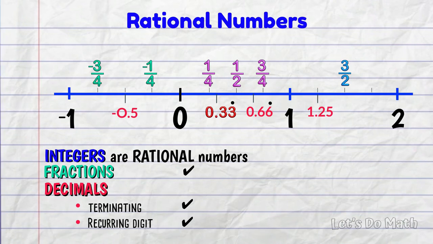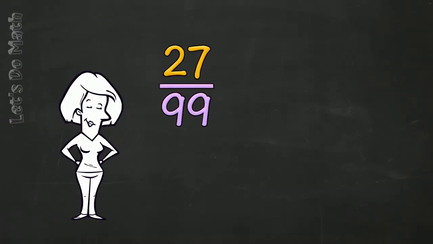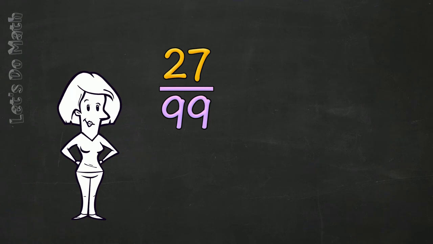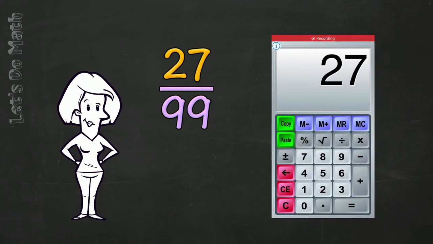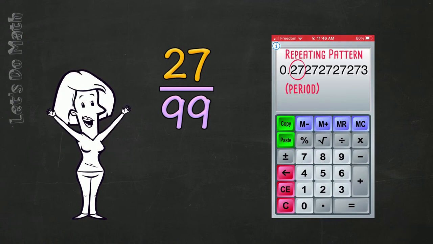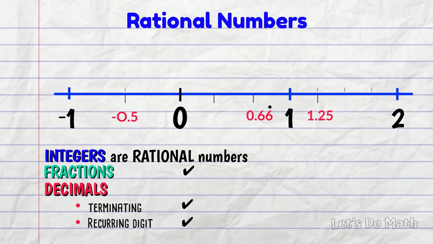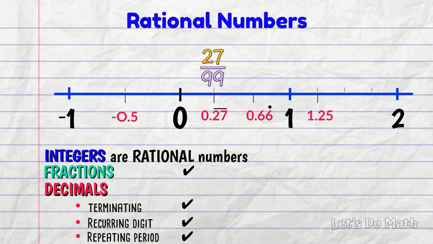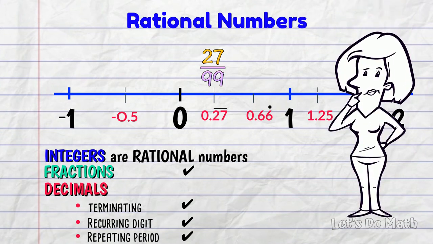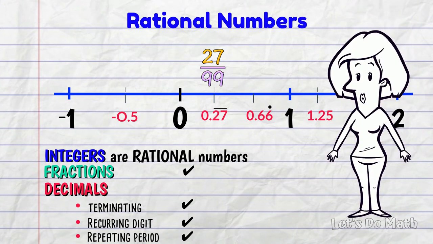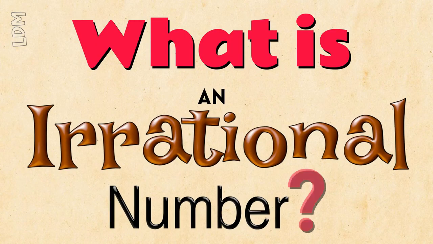And some fractions, for example, 27/99, when you put that into the calculator and get a decimal from it, you're going to get a repeating pattern or period. If you have a decimal number with a repeating period, that is also a rational number. It does seem like pretty much everything is rational. So what's an irrational number then?